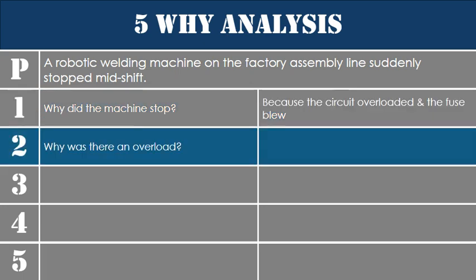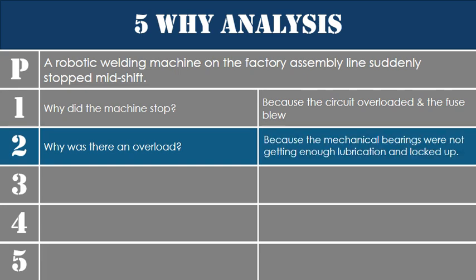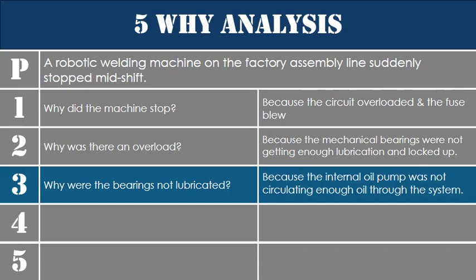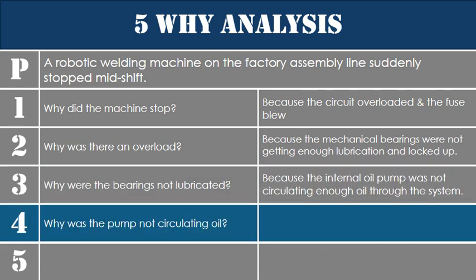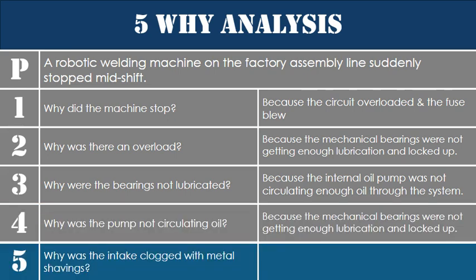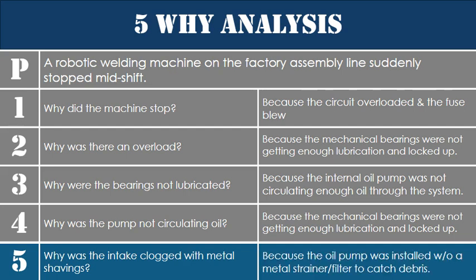Why 2 is, why was there an overload? Because the mechanical bearings were not getting enough lubrication and locked up. 3. Why were the bearings not lubricated? Because the internal oil pump was not circulating enough oil through the system. 4. Why was the pump not circulating oil? Because the pump intake was clogged with metal shavings. And 5. Why was the intake clogged with metal shavings? Because the oil pump was installed without a metal strainer or filter to catch debris.